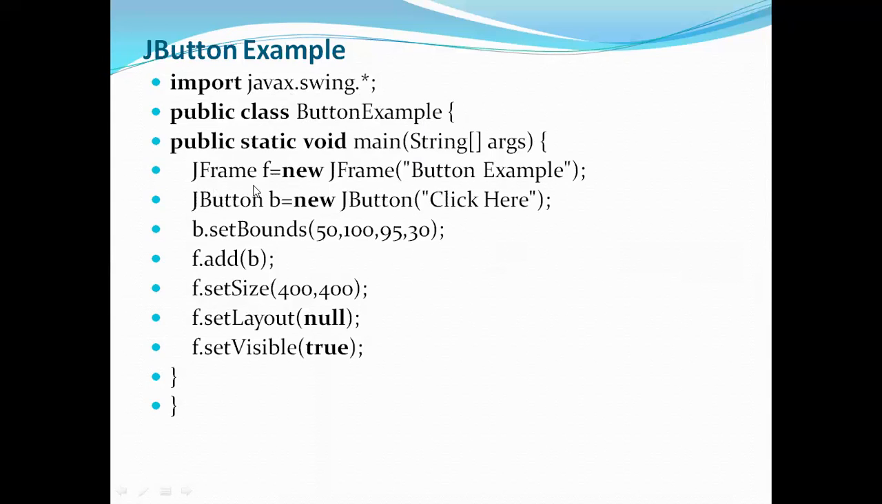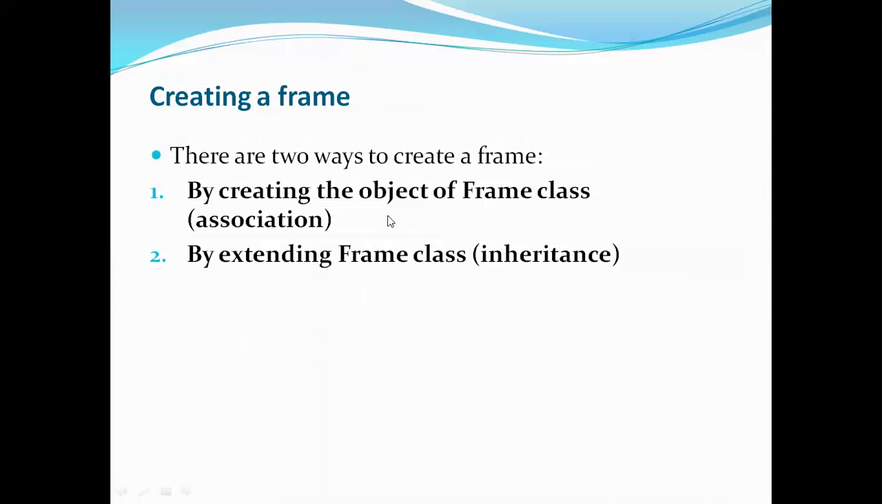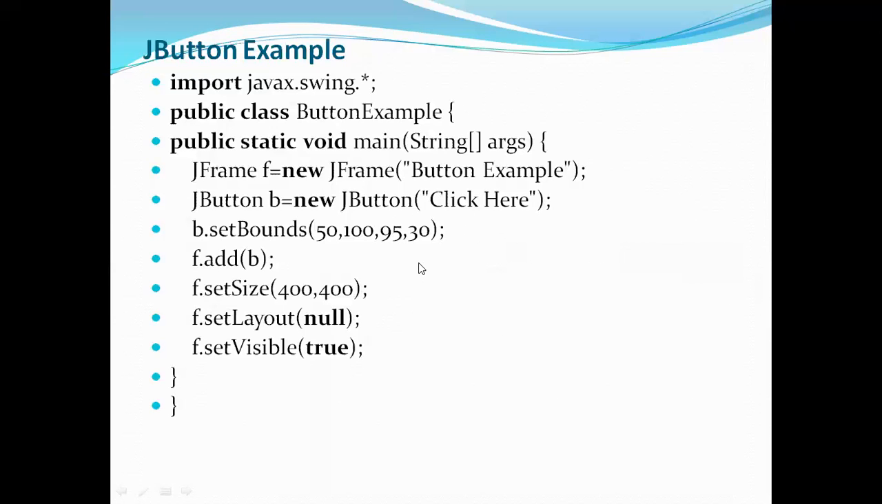Now if you observe, I'm creating a frame here. For creating the frame, I'm using the first method, that is creating the object of the frame class. I'm not extending the frame class. It is creating the object for the frame class. So for that I'm writing JFrame f = new JFrame, and the frame name is ButtonExample.